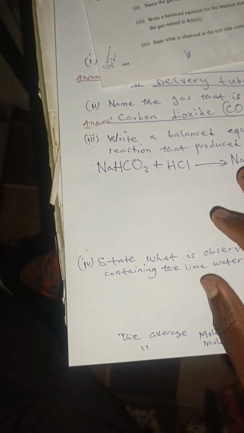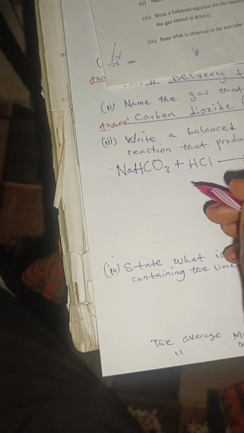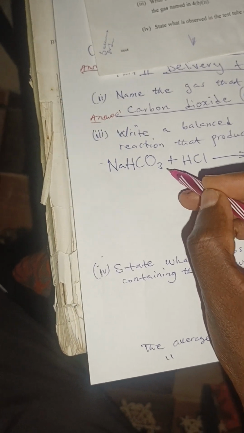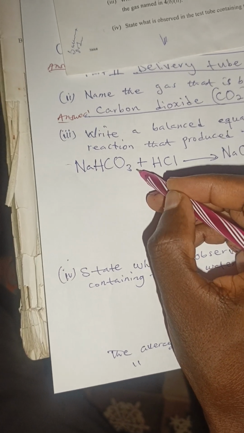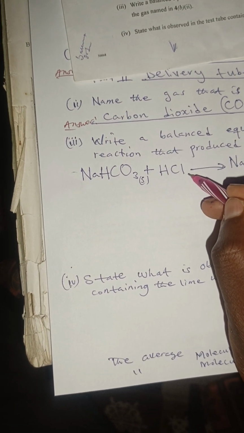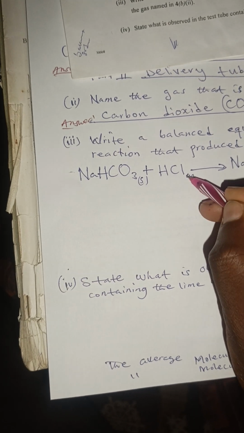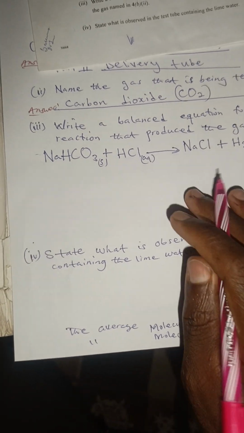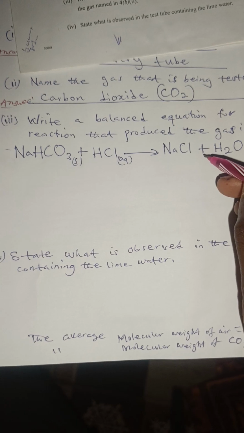This one is white, solid, sodium bicarbonate. We put S for solid. This one is aqueous, dissolved in water, or the solvent is water, aqueous, AQ.